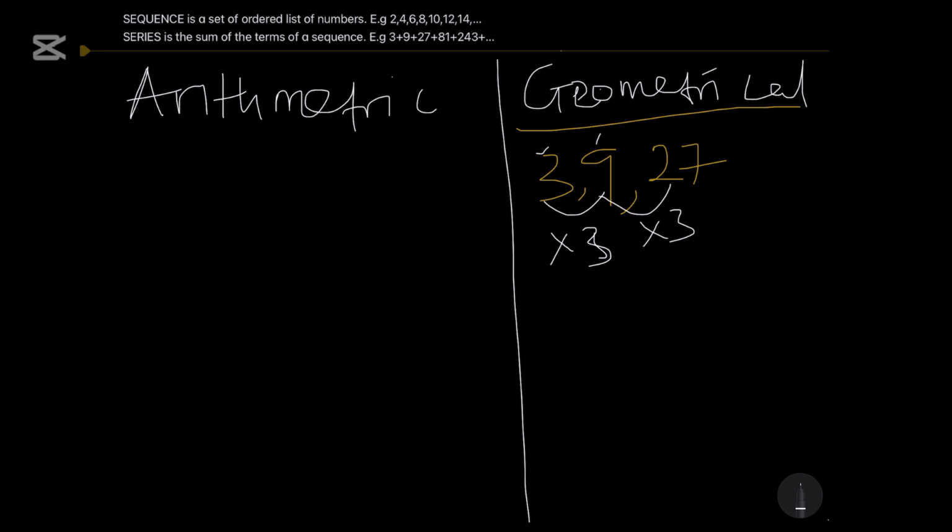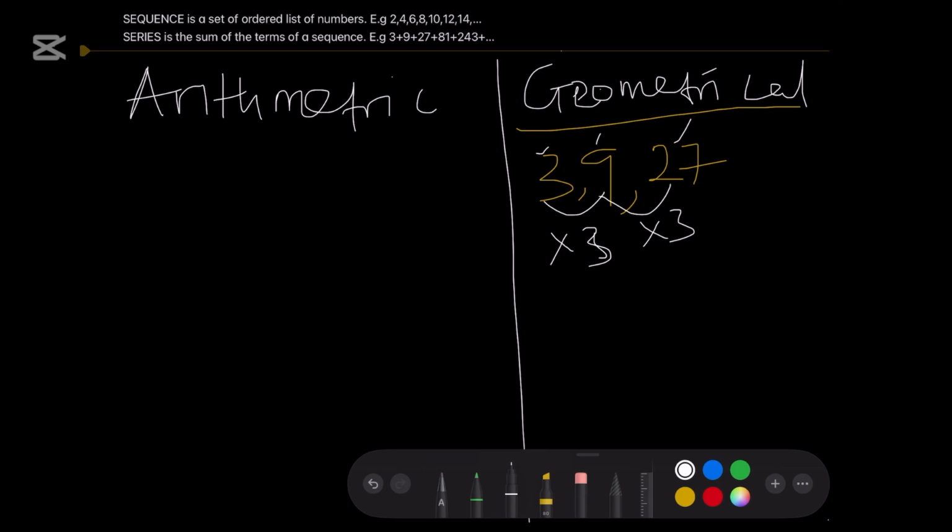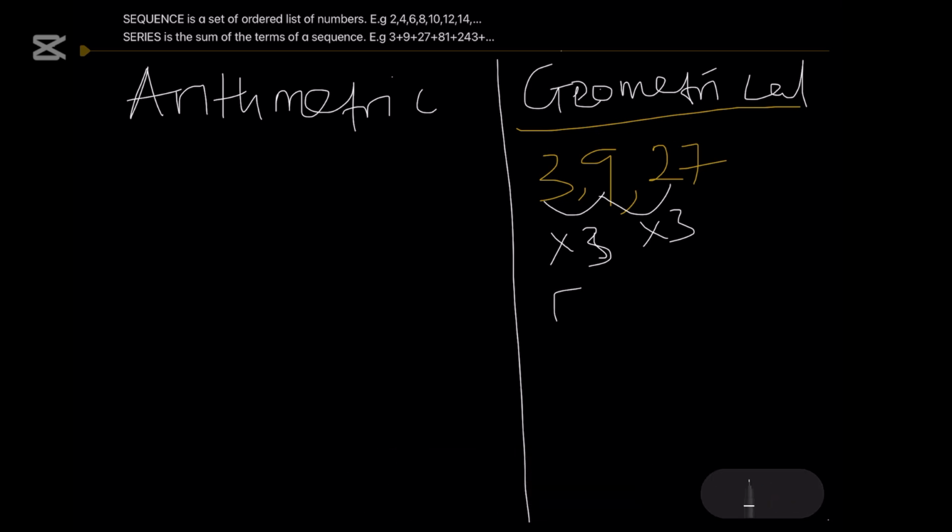Each of these terms is going to result in the next term. So the 3 is called the common ratio, which is represented as R. So our common ratio is 3. So very simple.